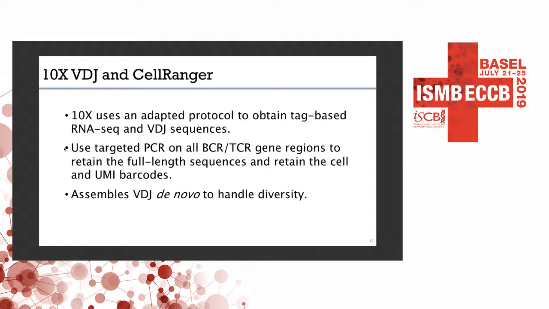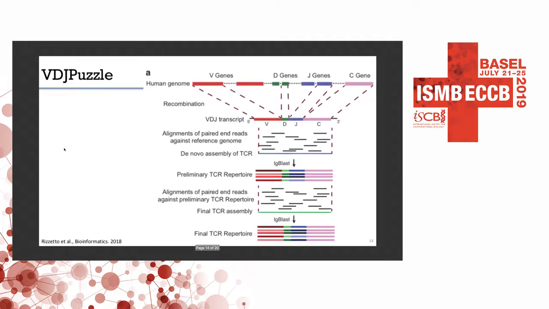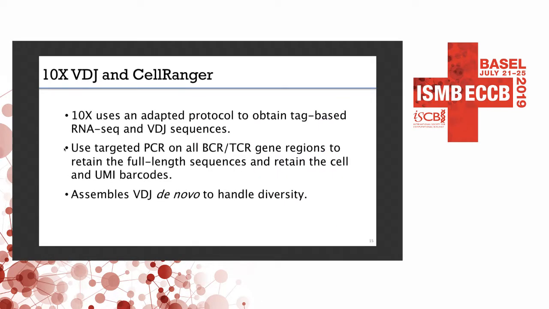And so they're doing something a little bit different. It's actually similar to VDJPuzzle in that they're using de novo assembly to handle the diversity when they're realigning. But they do have the advantage here that they have the UMI barcodes and can make sure that they have a consensus for that cell.